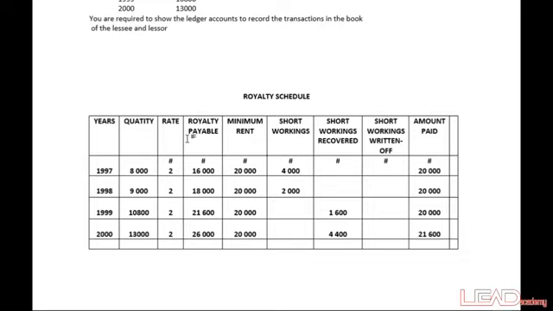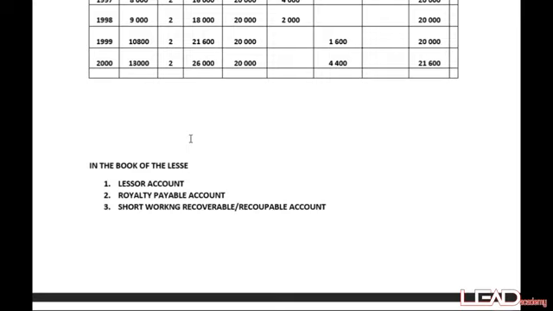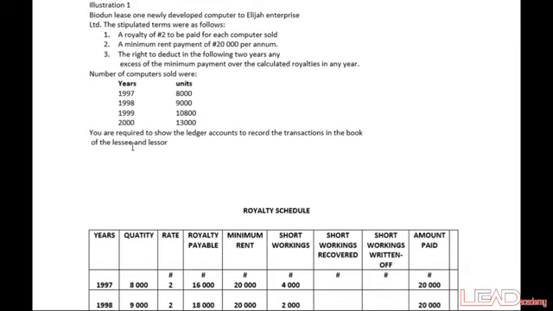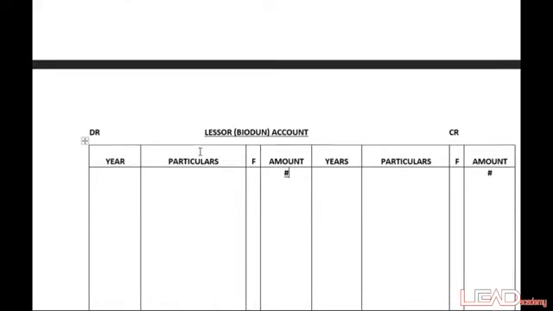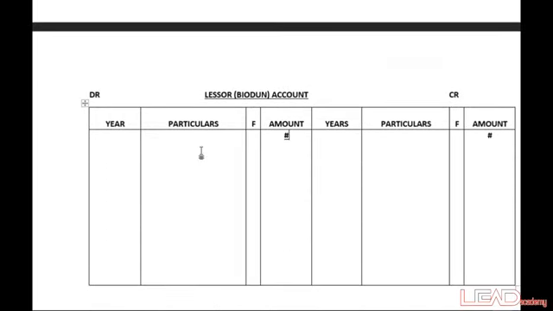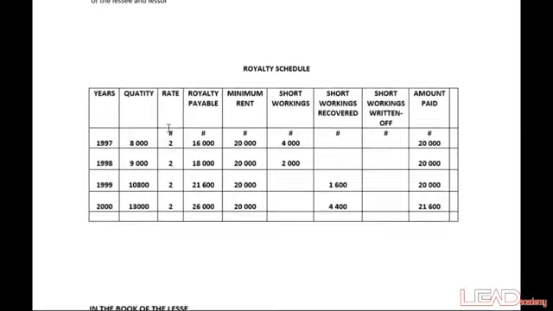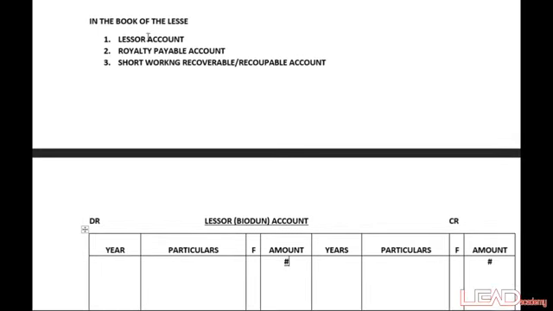We have created a royalty schedule, and the first thing they asked us to do is to create a ledger account for the lessee. Which means that we are acting on behalf of the lessee, trying to be in the position of the lessee and create this account. So the first account to create is the lessor account, which is the landlord account. In creating a landlord account, you credit short workings and royalty payable while you debit royalty recoverable.